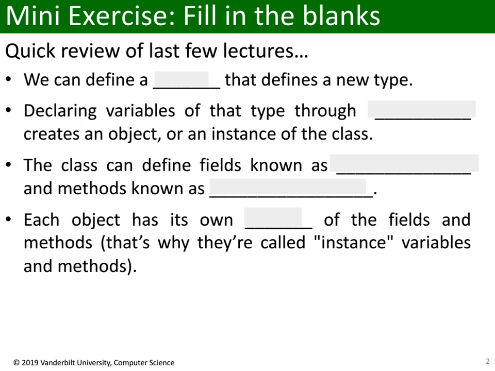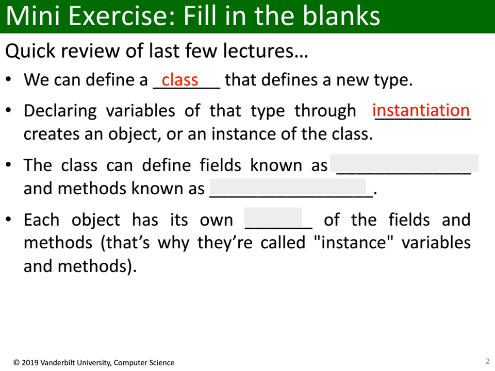Okay, so first of all, we can define a blank that defines a new type. Class. So if we're going to declare a new type of type object, then this is going to be a class. If we declare variables of that type through blank, creates an object or an instance of the class. Instantiation. If we create an object of a specific type, we are instantiating that object. So if we create a string variable and give it some object, then we are instantiating a string.